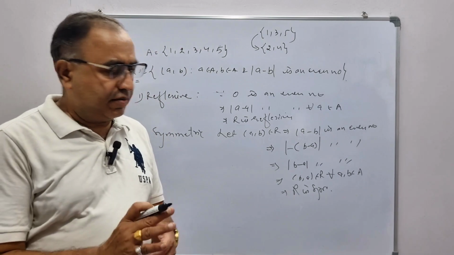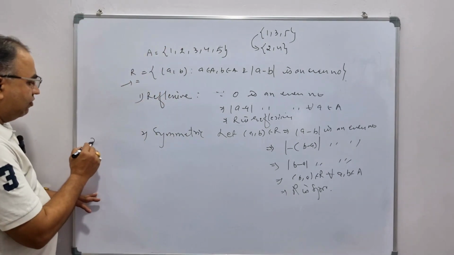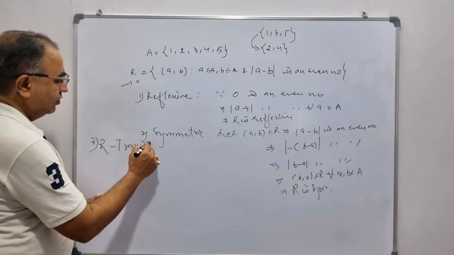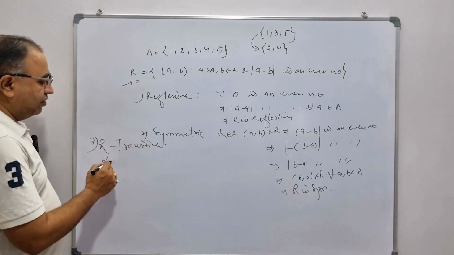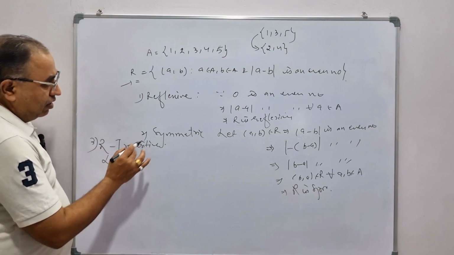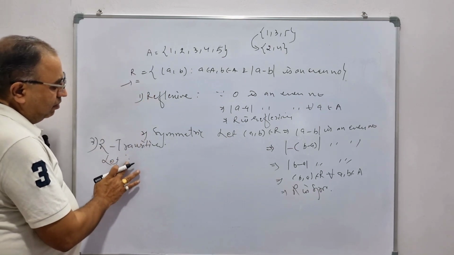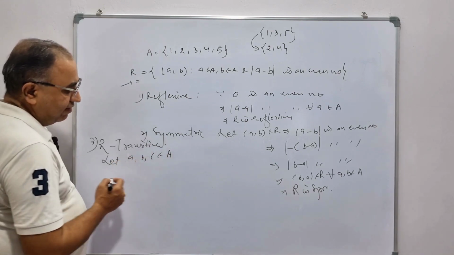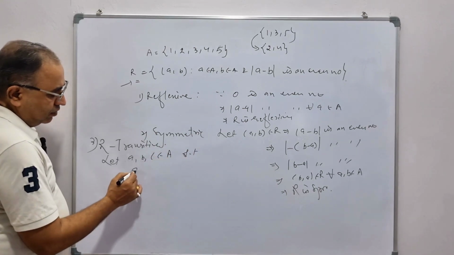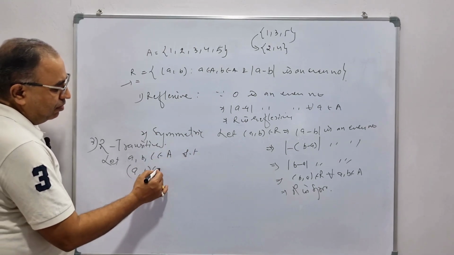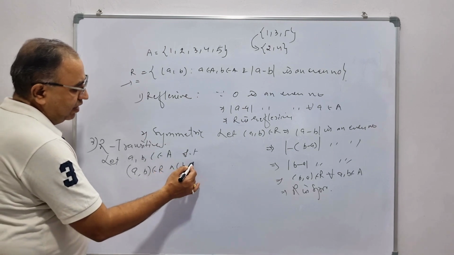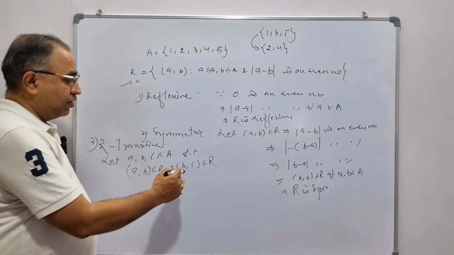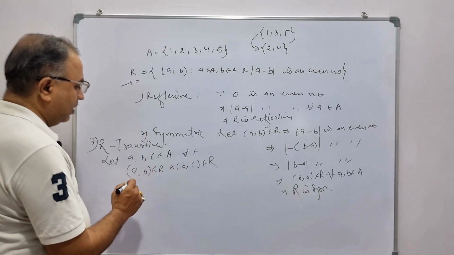Now the third part is a little bit different from what we discussed. The third part is to prove that relation R is transitive. To prove R transitive, assume that there are three members of set A: a, b, c. Let a, b, c belong to set A such that a is related to b, that means (a, b) belongs to R, and (b, c) also belongs to R. From this, can we conclude whether (a, c) belongs to R? That means we eliminate b.